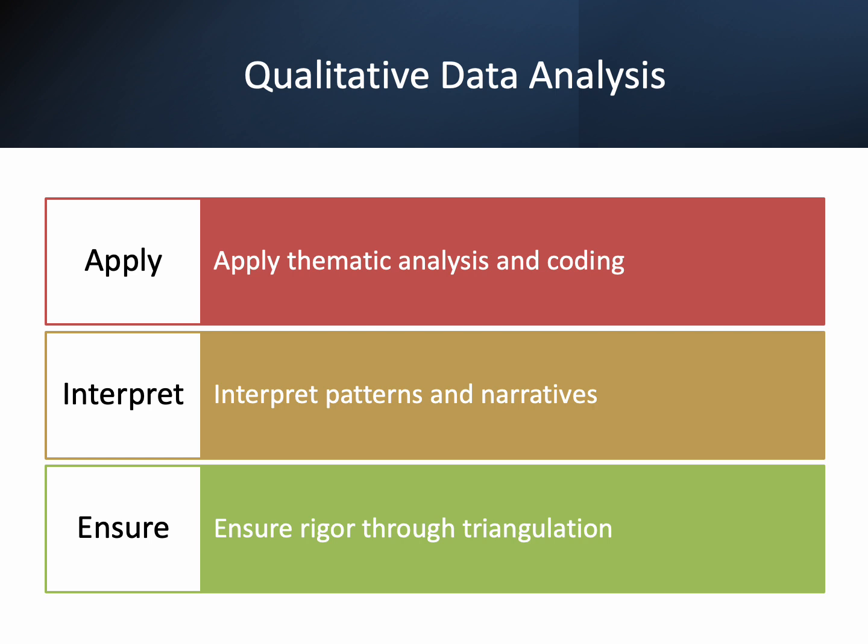Qualitative data analysis involves applying techniques like thematic analysis and coding to interpret non-numerical data, such as interview transcripts or focus group discussions. For example, a Canadian study on mental health stigma might code responses to identify themes like social exclusion. Interpreting patterns and narratives involves synthesizing data to uncover insights, such as cultural influences on healthcare access among Canadian immigrants. Ensuring reliability through triangulation means cross-verifying findings with multiple sources, like combining interviews and observations to validate themes in a study of community wellness programs.